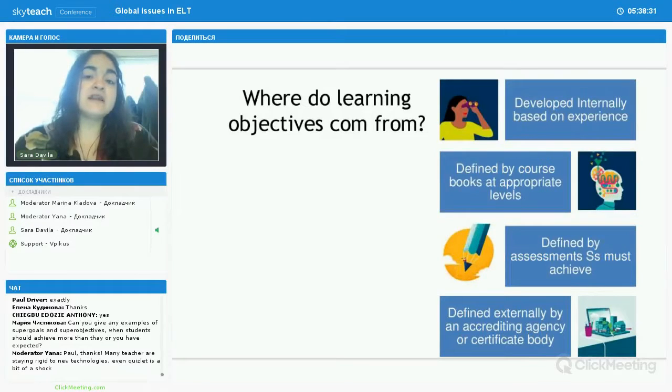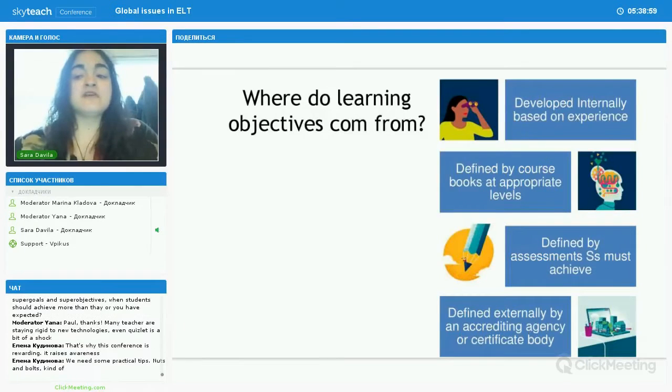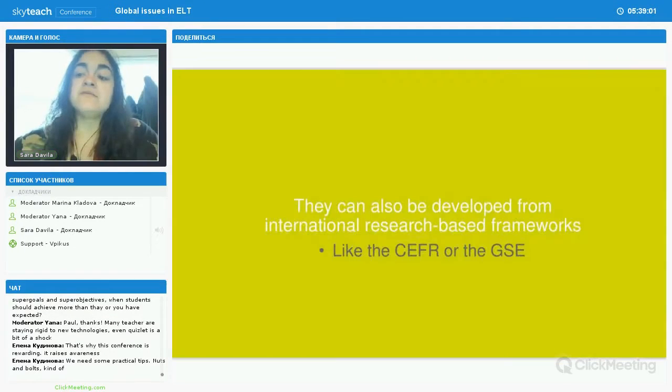For some, they're defined by the assessments. If we know that our students need to accomplish certain things in order to be successful on a test, we might be using very specific learning objectives. And then in some cases, they might be defined externally. For those of us who are working in institutions that have been accredited by an outside body, there is an expectation that we are in some way going to meet these learning outcomes that have been defined. So depending on your institution, they could come from several different places.